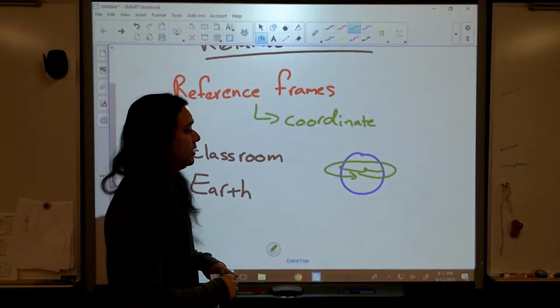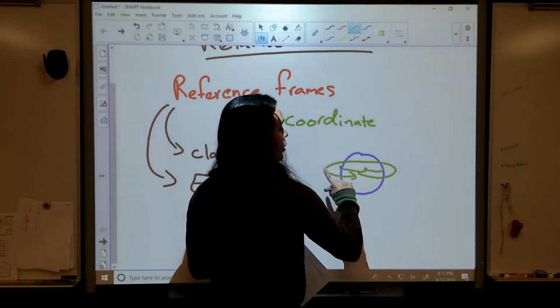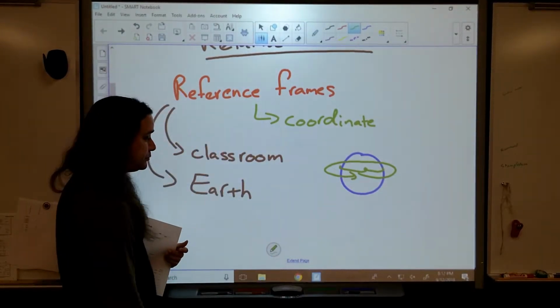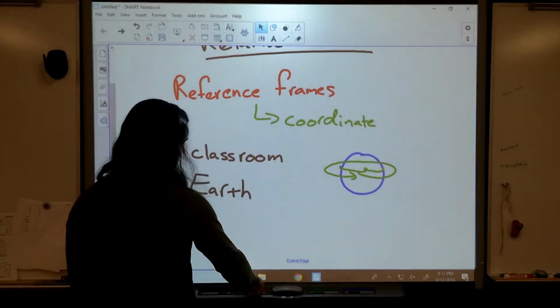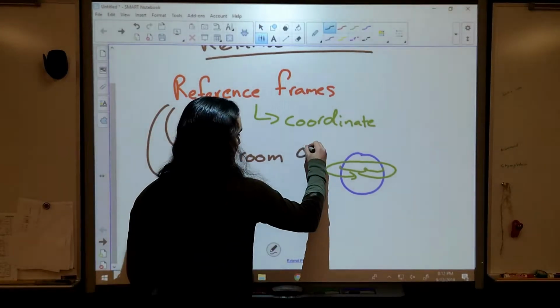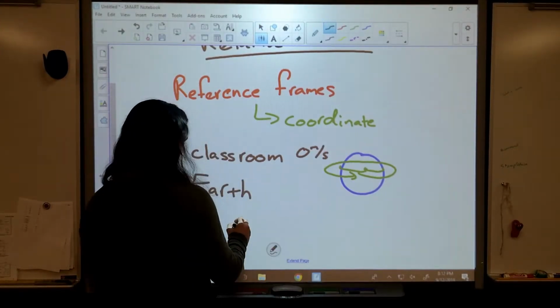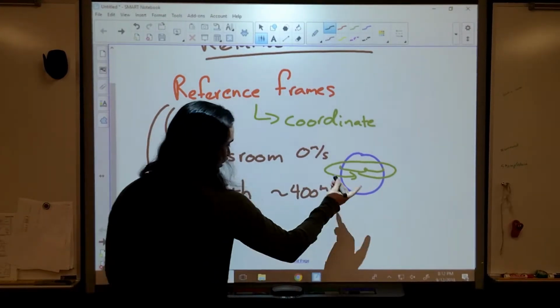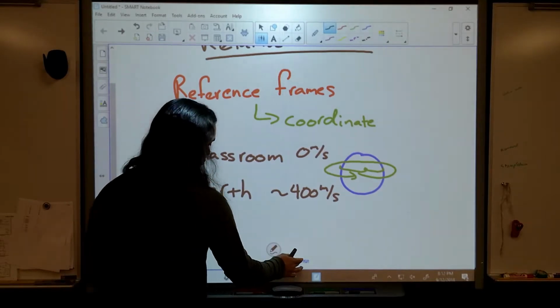Now, if I wanted to go to something outside the solar system, I could see that the Earth is not only spinning, but I could also see that it is going around the sun. So from the classroom frame of reference, I'm going 0 meters per second. From the Earth frame of reference, I'm doing something like 400 meters per second. That's circa 800 miles per hour.